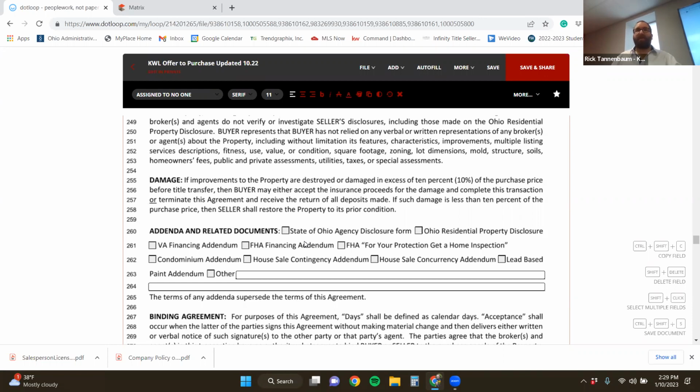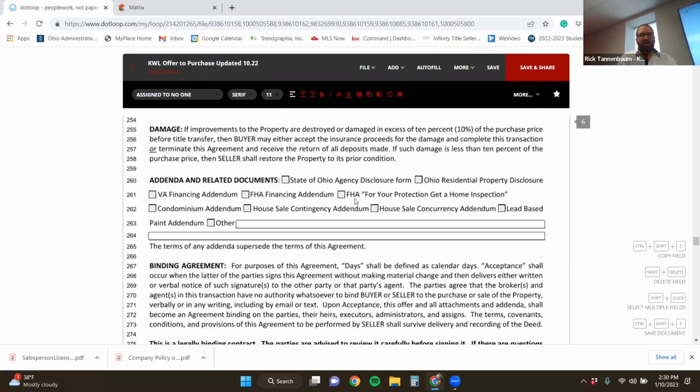If it's less than 10%, the seller's obligated to return the property to the previous condition. So had that flooding not caused as extensive of a damage, then we wouldn't have had a choice. We wouldn't have had the opportunity to terminate this contract. We would have had to allow the seller to restore the property to how it was beforehand.